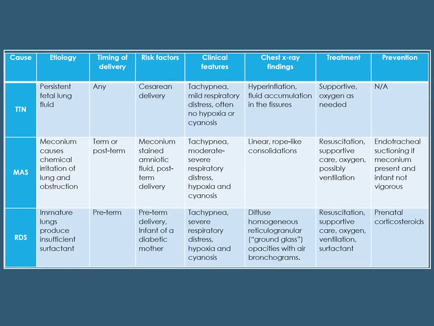This is a chart that's comparing all three of those disorders. So transient tachypnea of the newborn, meconium aspiration syndrome, and respiratory distress syndrome. So you can use this, read up on it, make sure that you know the difference, and you'll be able to identify them on test questions.